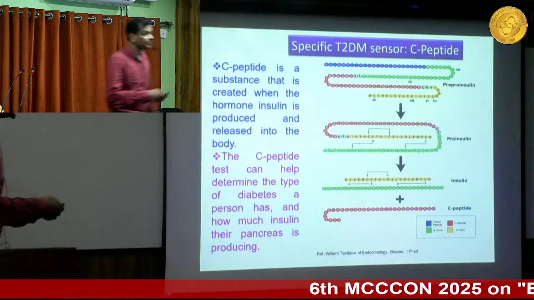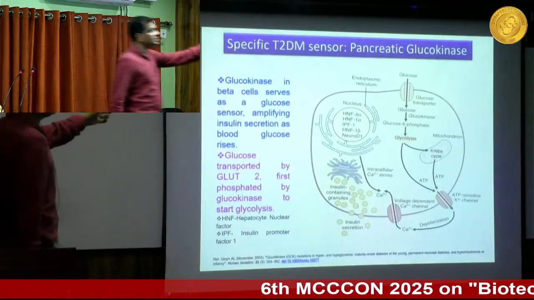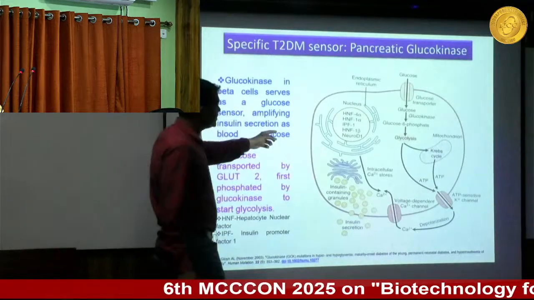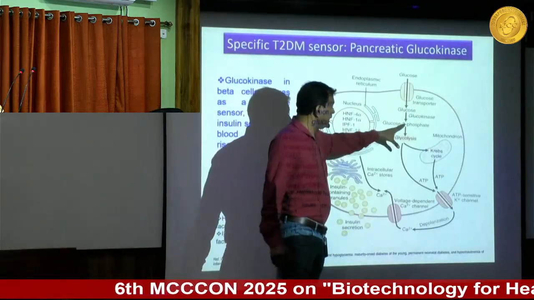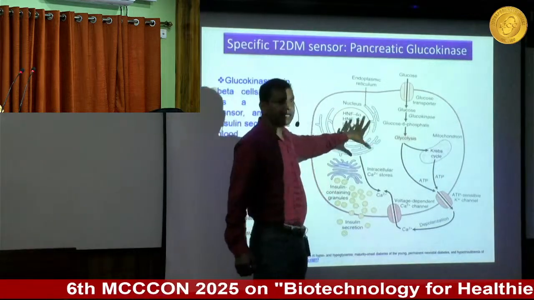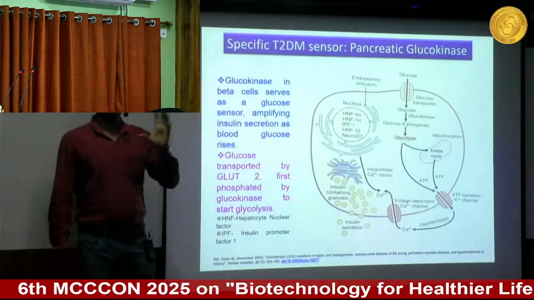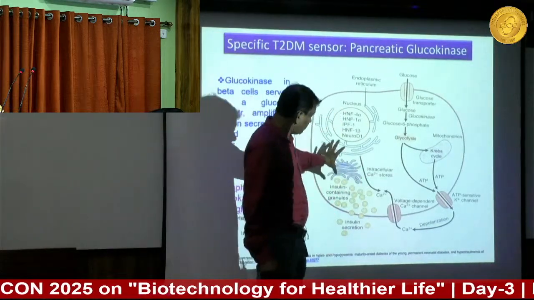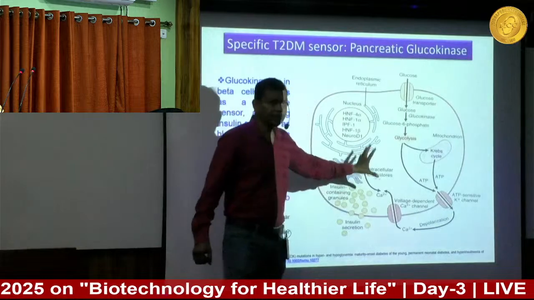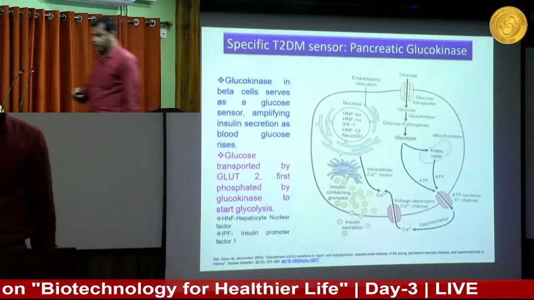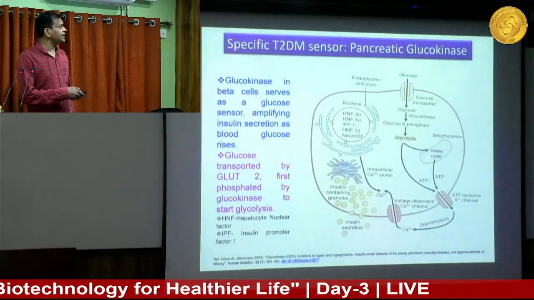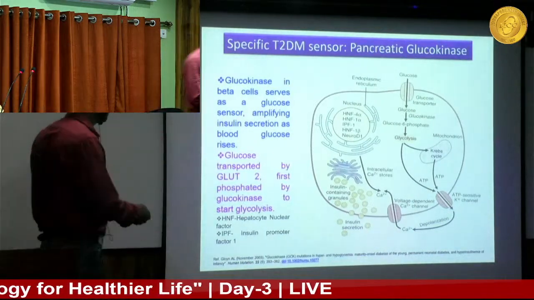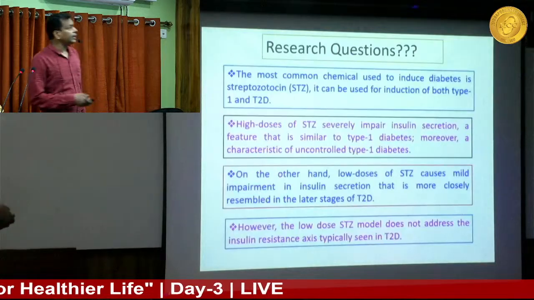Another specific T2DM sensor is the pancreatic glucokinase. In the beta cell there is no hexokinase, only glucokinase, and that glucokinase is the main sensor of insulin secretion. This is directly proportional. So glucokinase in the beta cell serves as a glucose sensor, amplifying insulin secretion as blood glucose rises. Glucose is transported by GLUT2.